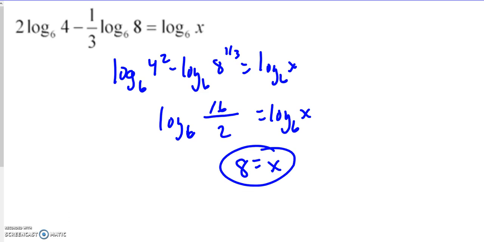And this concludes our lesson and review on logarithmic and natural functions.